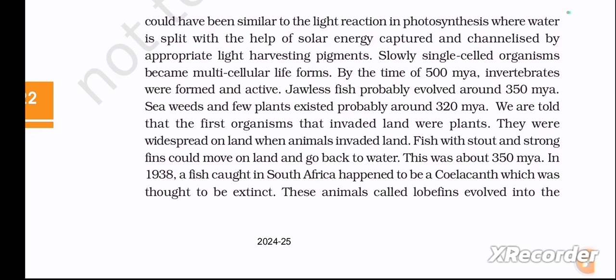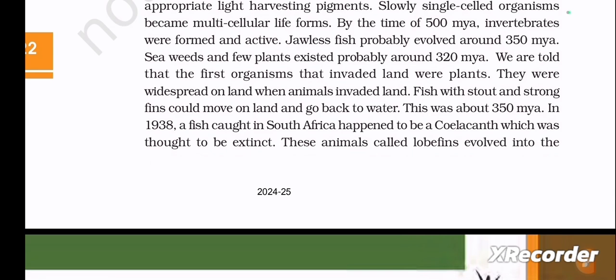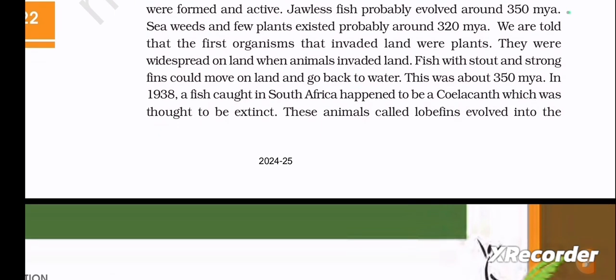By the time of 500 mya, invertebrates were formed and active. Jawless fish probably evolved around 350 mya. Seaweeds and a few plants probably existed around 320 mya, that is, million years ago. We are told that the first organisms that invaded land were plants. They were widespread on land when animals invaded land. Fish with stout and strong fins could move on land and go back to water. This was about 350 million years ago.